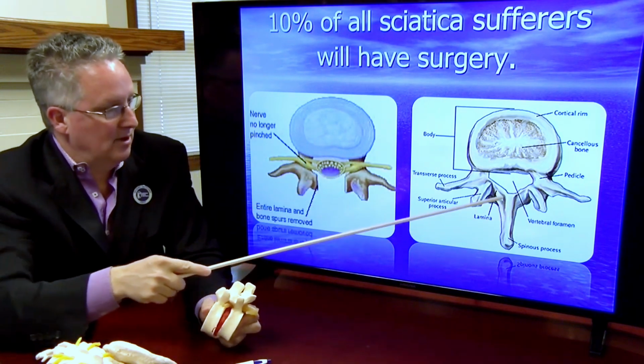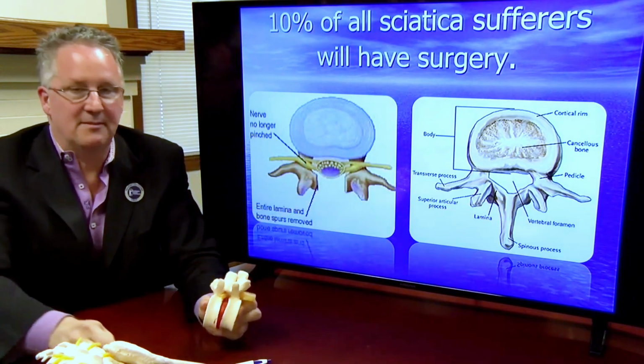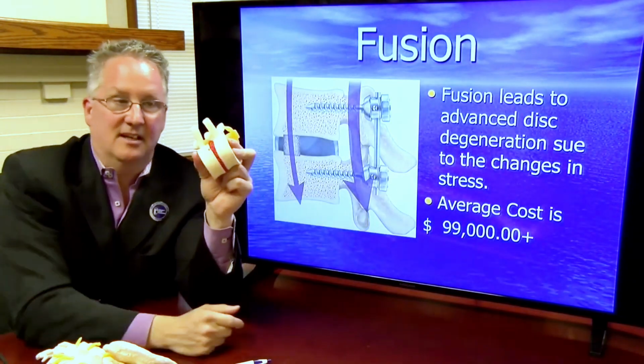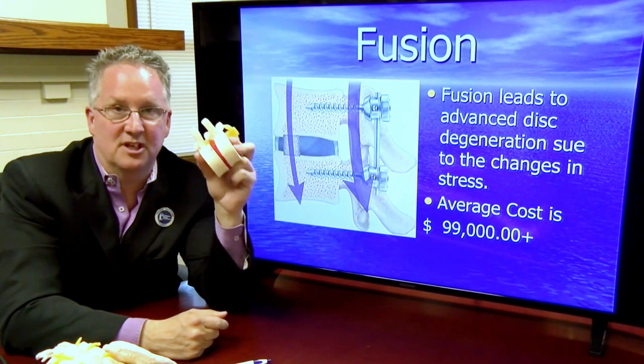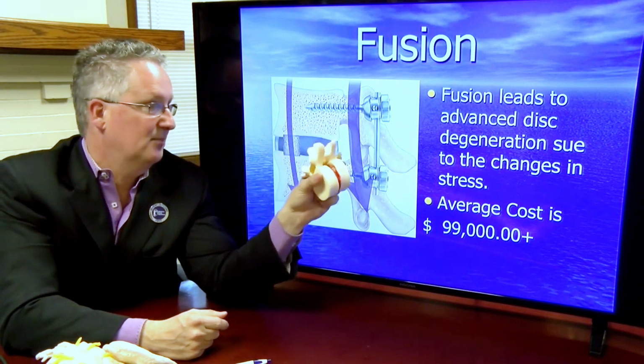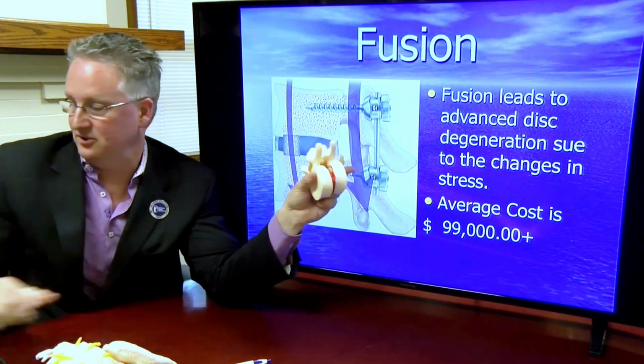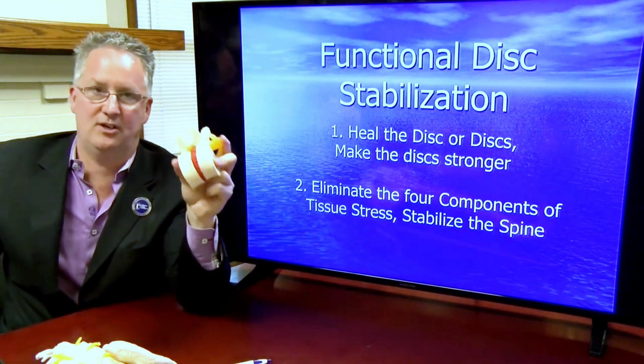Or they'll cut out part of the bone. They'll cut out the whole back end of the bone. That's called a laminectomy. The goal is to free up the nerve. The problem is it's not very effective. And it's not uncommon that you have one surgery and you end up getting a second surgery. And probably the most advanced surgery and the most common for a sciatica is the fusion surgery. Not a good idea. So what do we do?